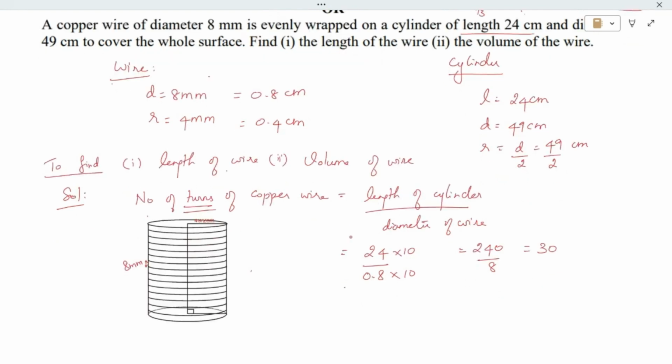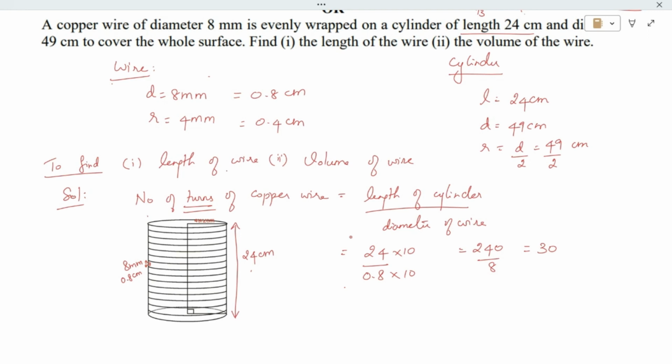Check the figure for better understanding. So the total length of the cylinder, or the height of the cylinder, is going to be 24 centimeter and the diameter of the wire is 8 millimeter or 0.8 centimeter. So if I divide this 24 centimeter, the length of the cylinder, by the diameter, I will get the number of turns the copper wire has been wrapped.